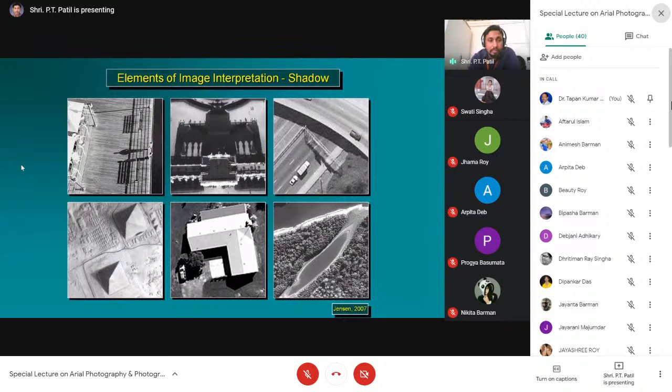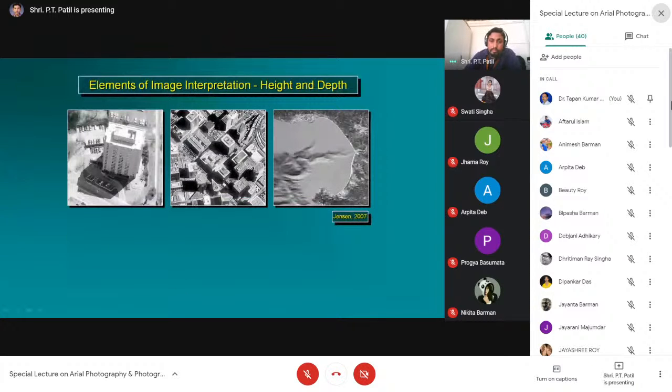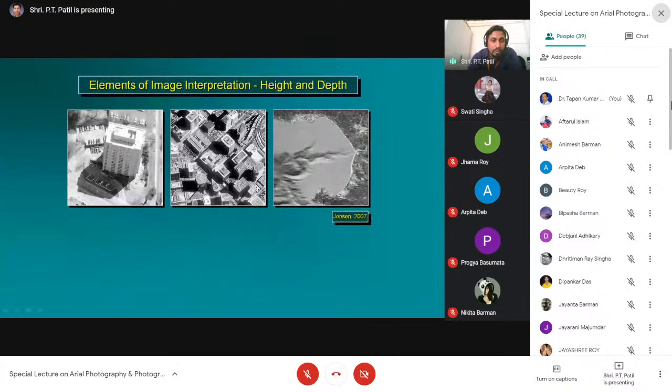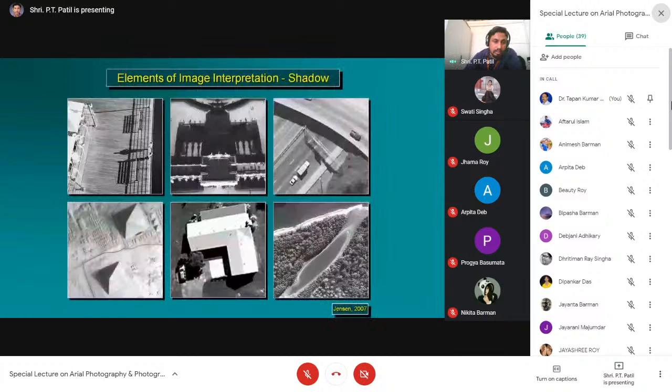So here, this first image is also very interpretive. How the shadows play a very important role in identifying objects is well illustrated with the help of the first image. Without the shadow it is impossible.